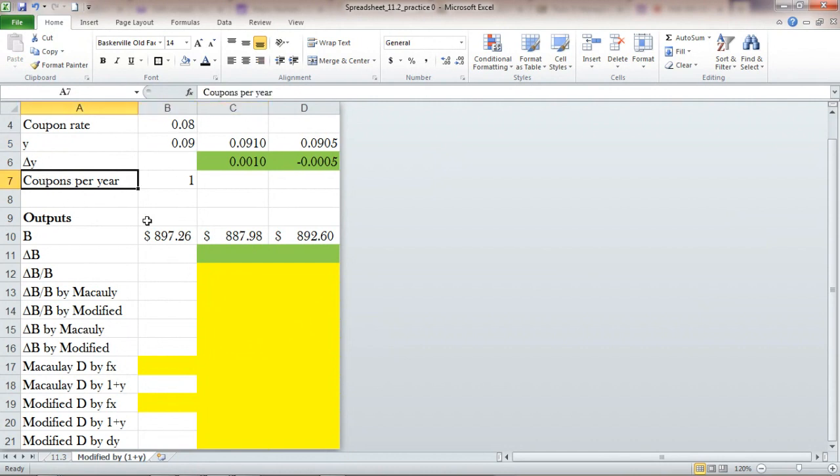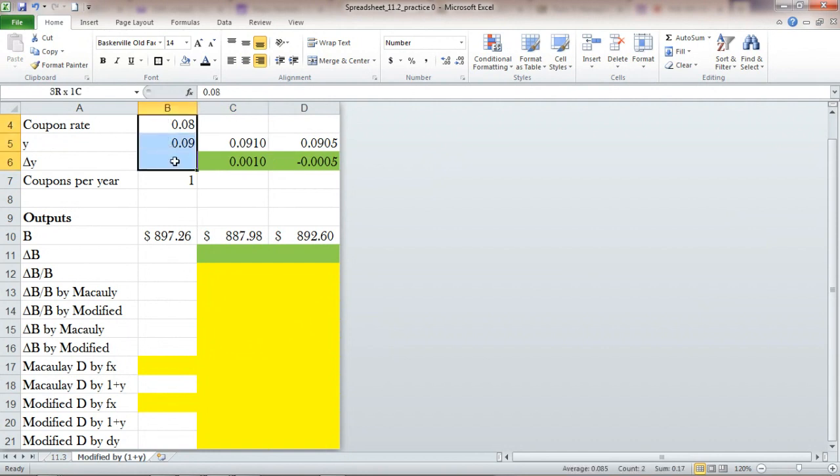Coupons per year, that means number of coupons, just one. And we are predicting that the interest rate will change. It will go up by 0.1%, and then it will go down by 0.005.